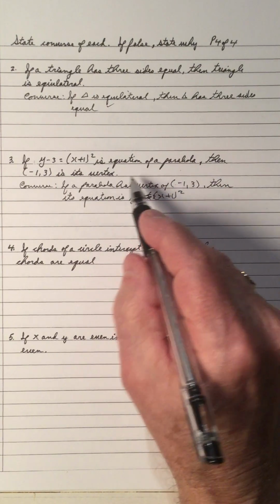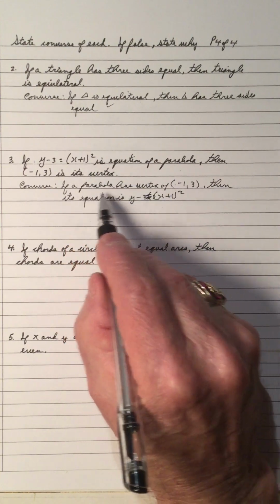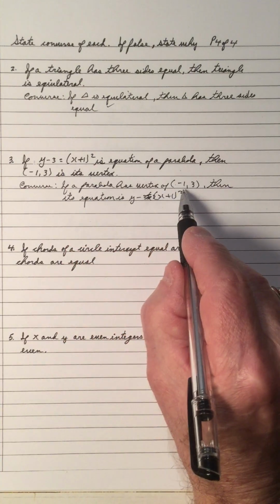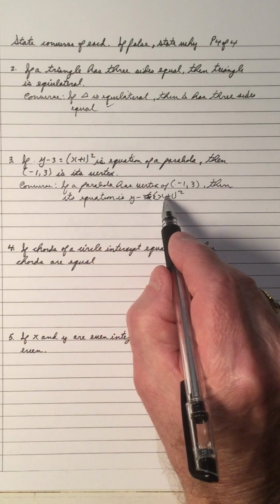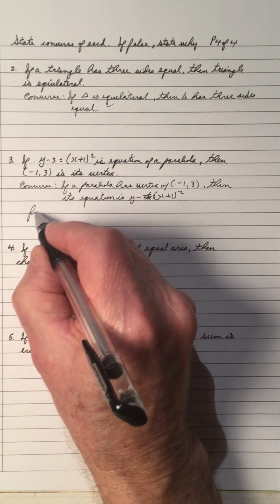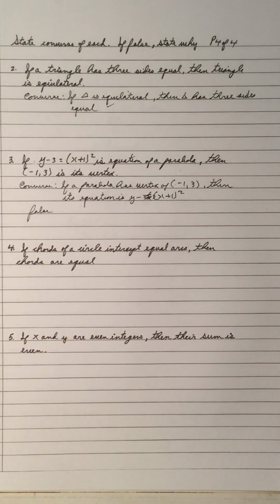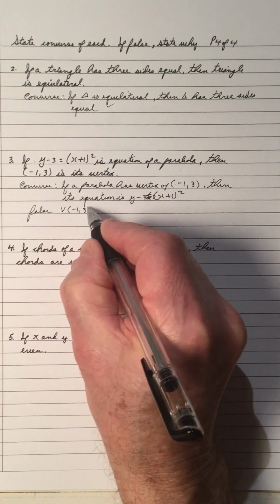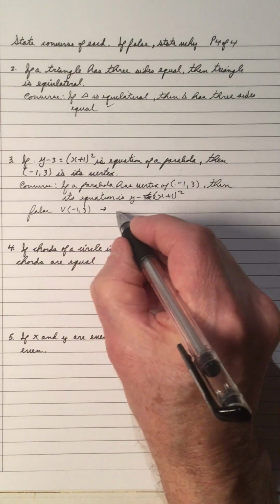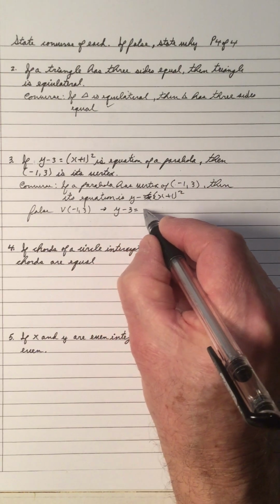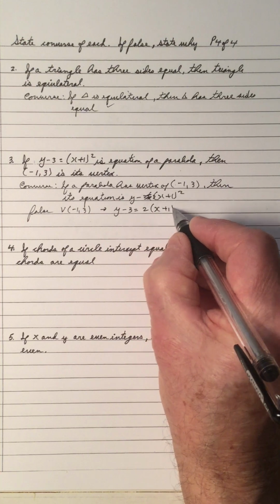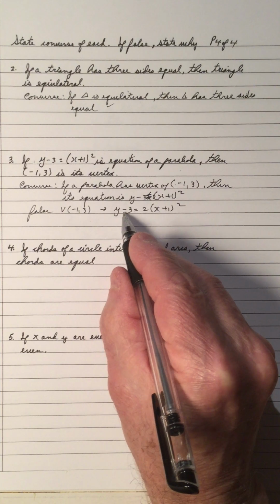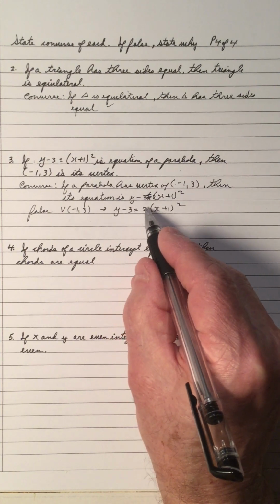And this converse is switched around, or the conditional sentence is switched around. So if a parabola has a vertex of negative 1, 3, does this equation have to be this? No, so it's false. Why? Because the vertex is negative 1, 3, but I could have this equation, y minus 3 equals 2 times x plus 1 squared.